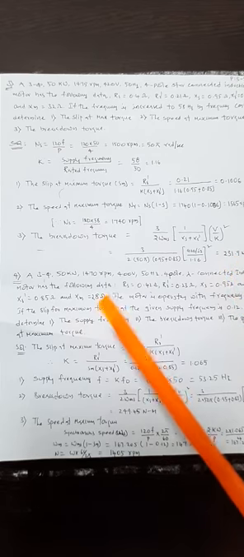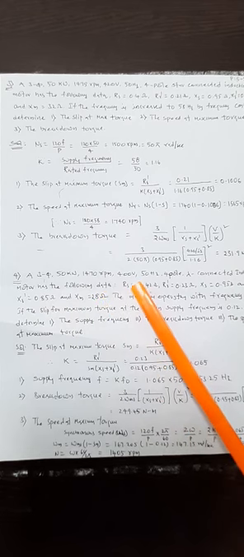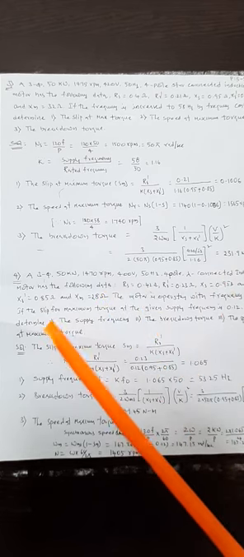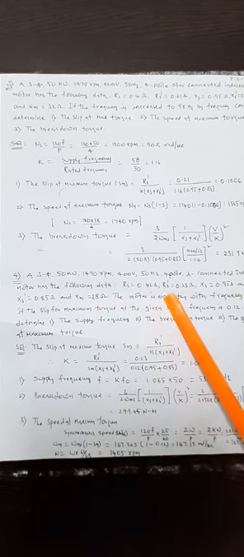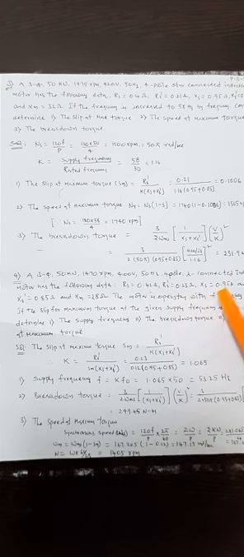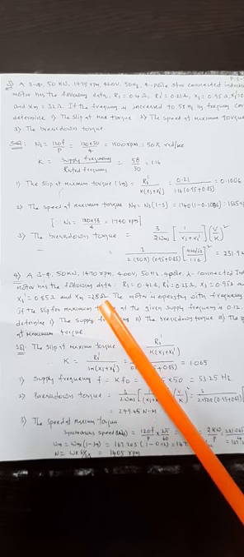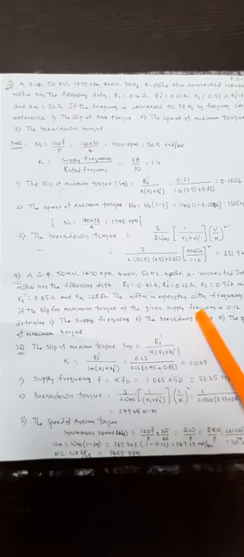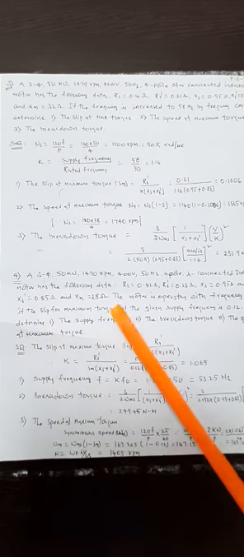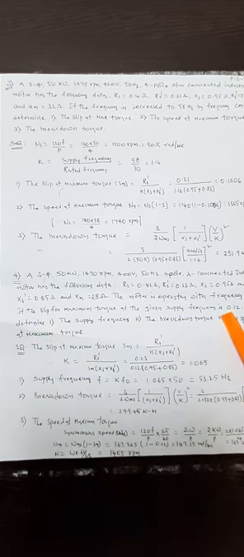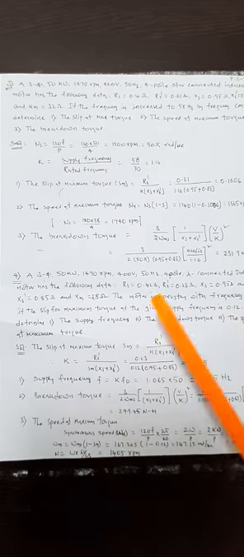And another problem. A three-phase 50 kilowatt, 1470 rpm, 400 volts, 50 Hz, 4 pole star connected induction motor has the following data. Rs is equal to 0.42 ohms, Rr dash is equal to 0.23 ohms, Xs is equal to 0.95 ohms, Xr dash is equal to 0.85 ohms, and Xm is equal to 28 ohms. The motor is operated with frequency control. If the slip at maximum torque at the given supply frequency is 0.12, determine the supply frequency, the breakdown torque, and the speed at maximum torque.